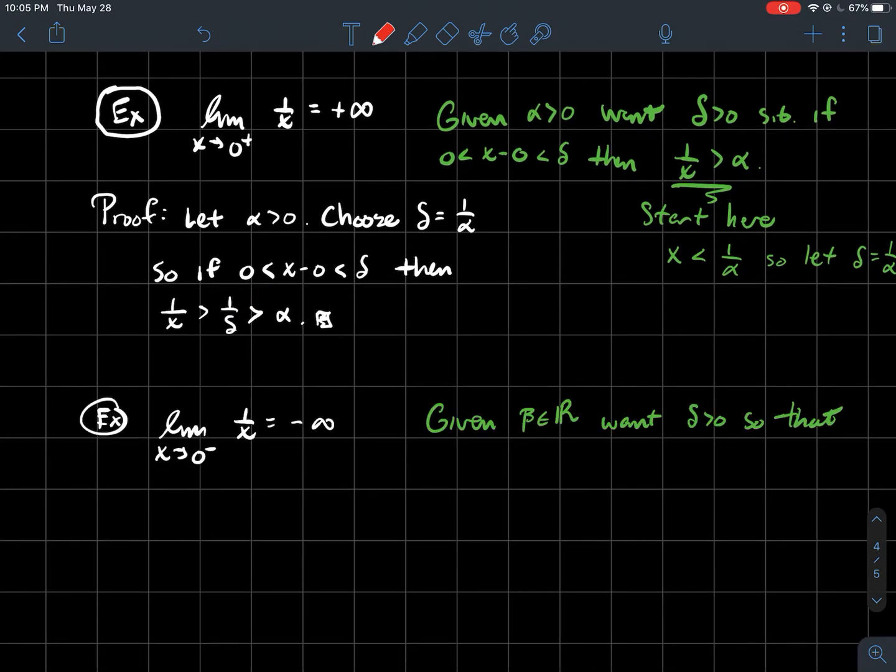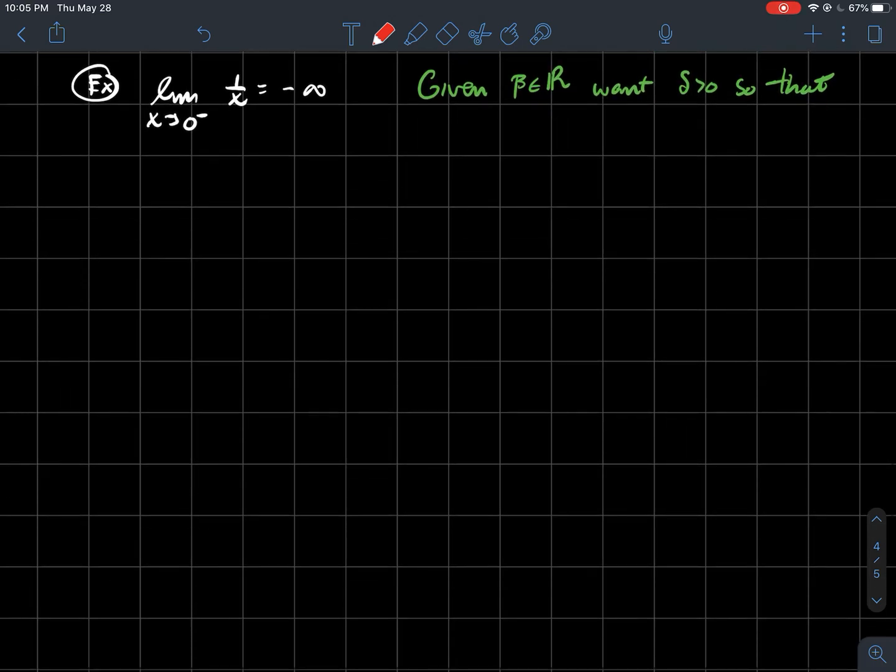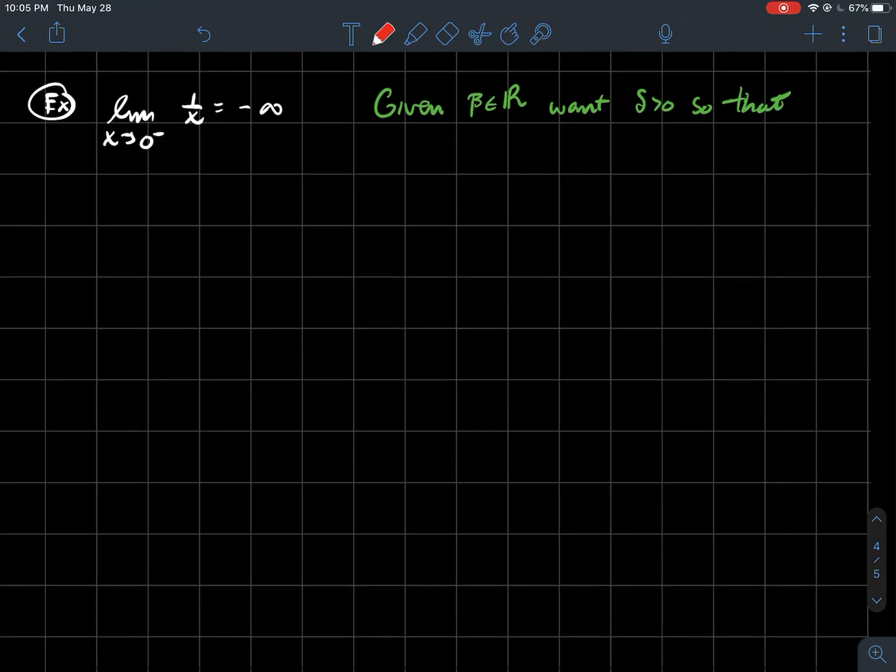I think I've got one more example for you. So the limit of 1 over x when you come from the left now towards 0 is negative infinity. So what do we want to show? Given any beta that's in R, and really I can get away with beta that's less than 0 since I'm only looking at these that are negative here, I want to find some positive number delta so that whenever, remember, now x is to the left of 0, so 0 minus x is positive, whenever 0 and x are within delta of each other, then 1 over x should be less than beta.